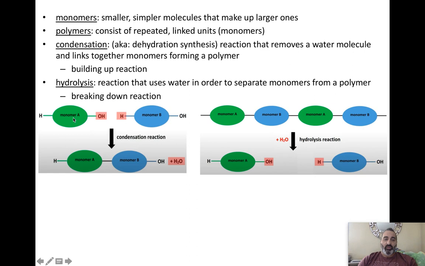All right. So you start out as monomers, they get connected to each other in a condensation reaction, and now you're going to begin forming a polymer. When this happens, water is released. Condensation reaction, building up reaction.